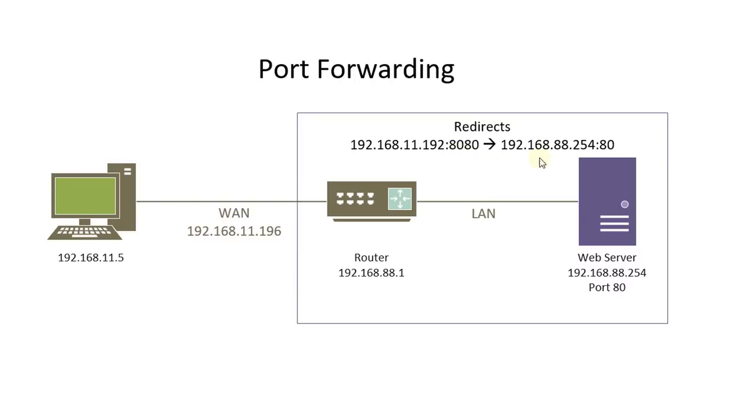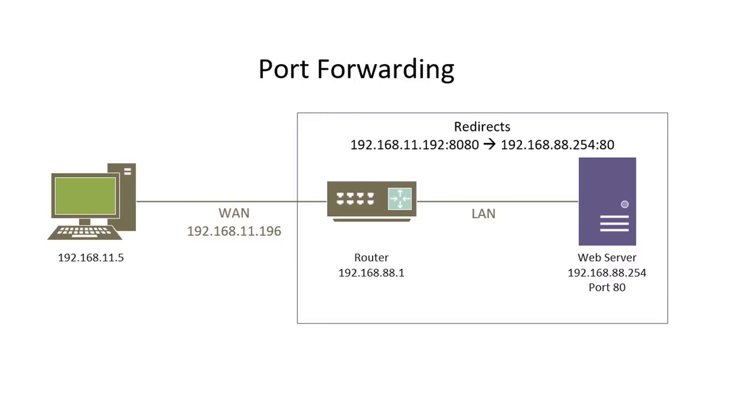However, your web service is running on a different network, which is 88.254, and is running on port 80. Port forwarding is what you'll use to achieve this. All the traffic coming through the network that is destined for port 8080 will be redirected to port 80 on the local network. So we're going to configure a similar scenario in the router and show you how it really works.